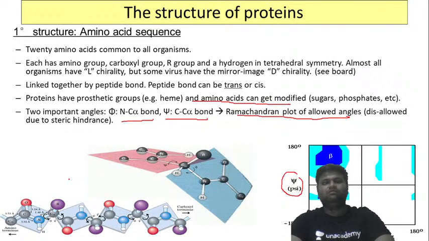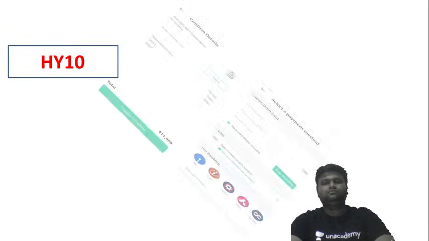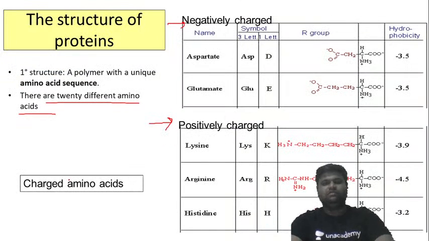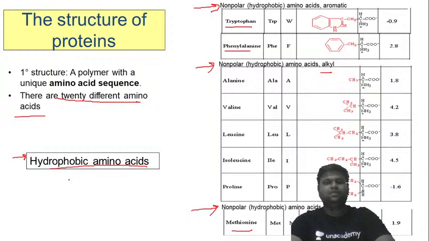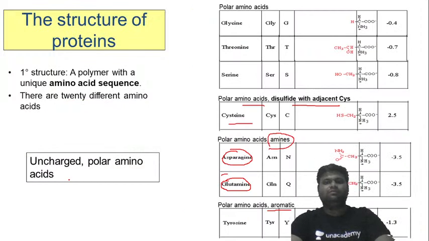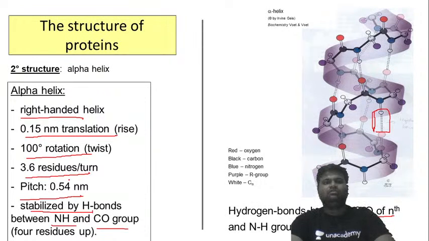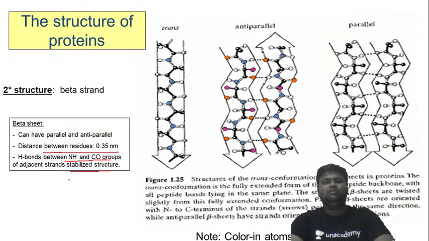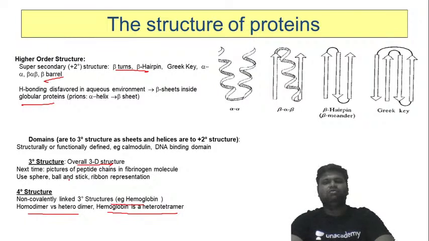Then we came to the structure of protein, where we studied the primary structure, including the Ramachandran plot. We studied about the individual amino acids that were negatively charged, positively charged, non-polar hydrophobic, aromatic, as well as non-polar hydrophobic amino acid that were alkyl in nature. And we also studied about the polar amino acids, and we also studied about the structure of the proteins, the secondary structure, which was the alpha helix in this case, beta strand, and tertiary structure and quaternary structure.